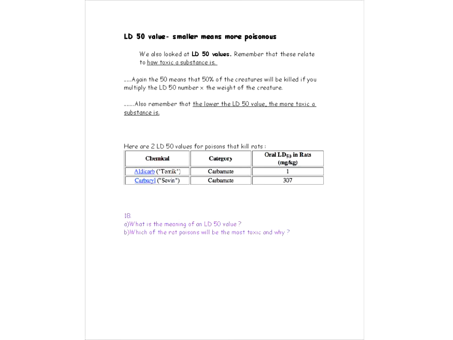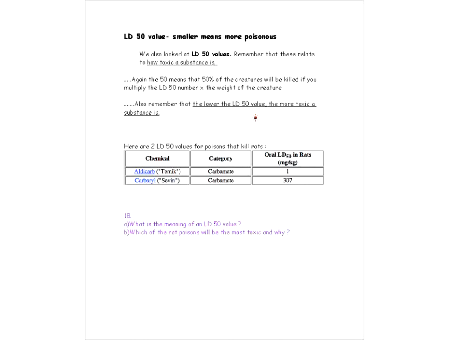We're going to talk at this point about something called LD50 value. And remember, the smaller the LD50 value, the more poisonous the substance is. Again, the 50 part of the LD50 name stands for 50% of the creatures being killed if you have a certain amount of a substance, of a toxin or poison. So what you normally do is take that number and multiply by the weight of the creature. Remember, the lower the LD50 value, the more toxic a substance is.